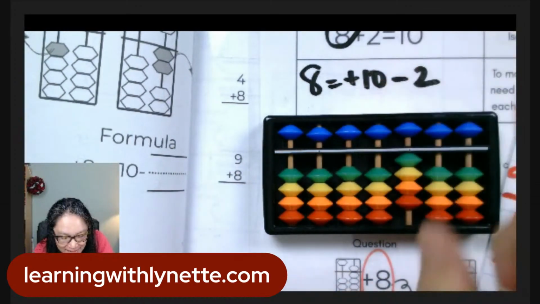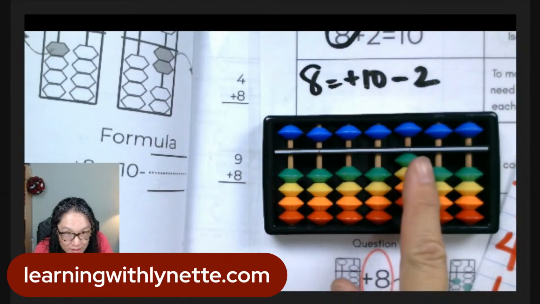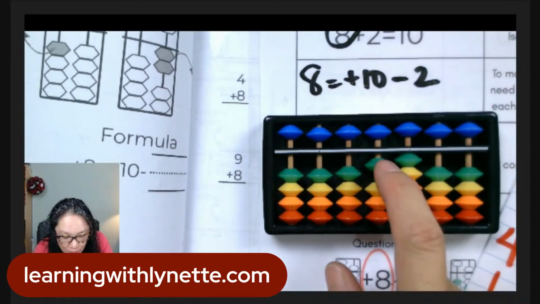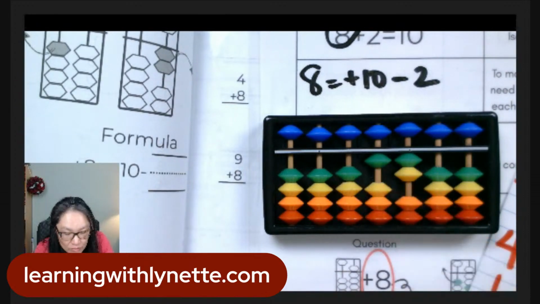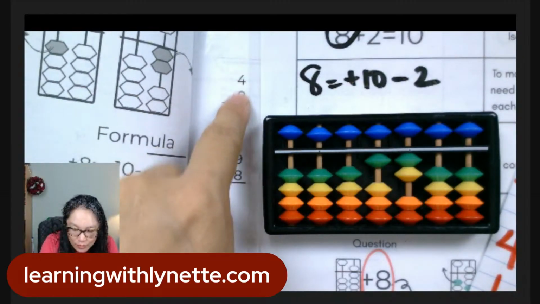So we're going to plus the 10, 0, 1, 0, 1. I'm going to add the 1 over here and then take away the 2. What's my final answer? I'm over here. 4 plus 8. What's my final answer? 12.